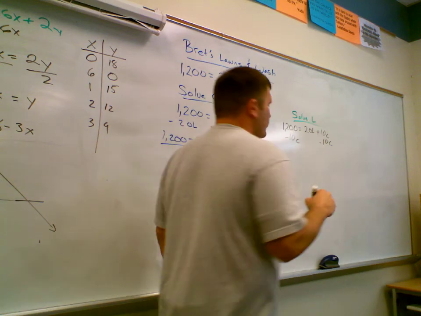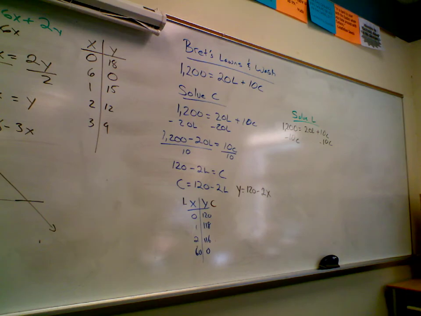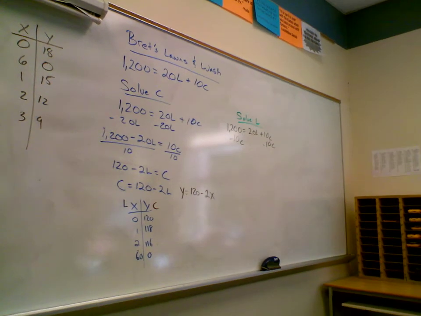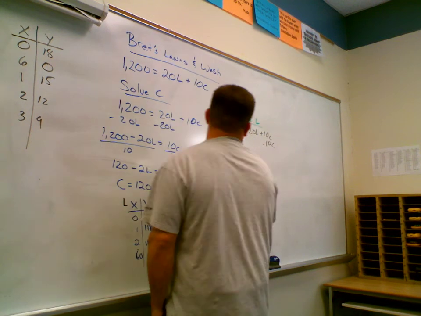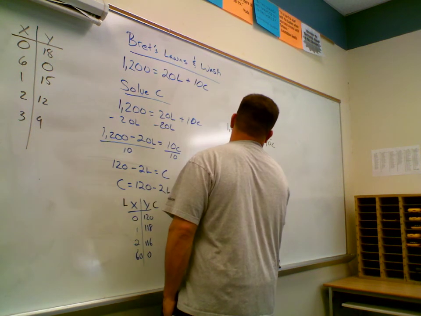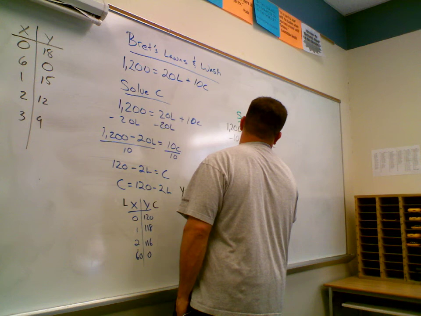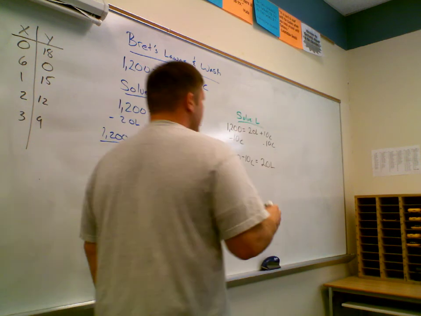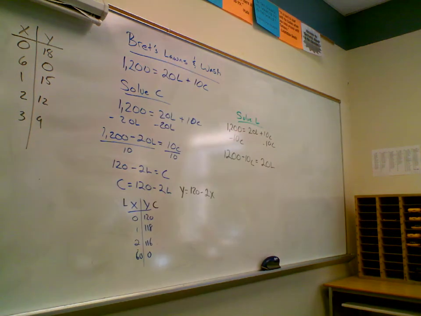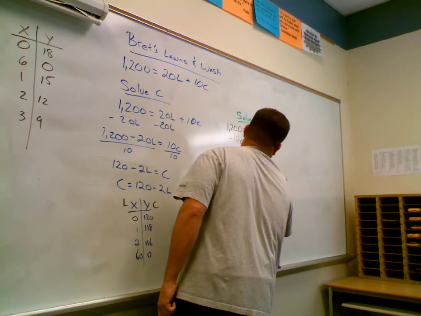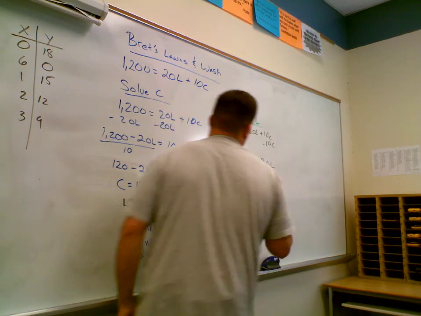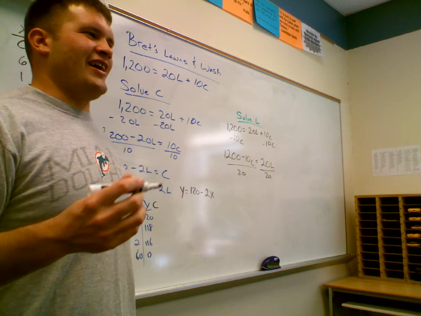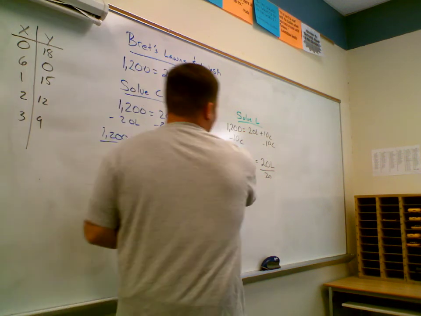So does this become 1190? No. Why not? Because 1200 does not have C. Good, 1200 does not have C. So we end up with 1200 minus 10C, and that equals 20L. What do we do now? Divide by 20. Good. Do I divide everything by 20? Yes, I do. So 1200 divided by 20.